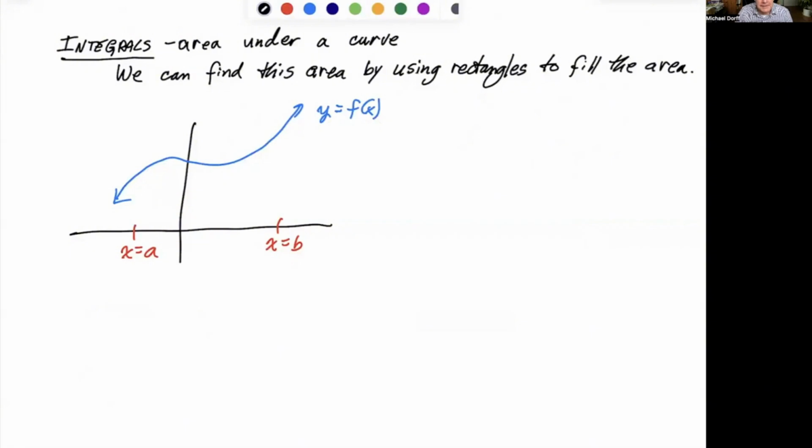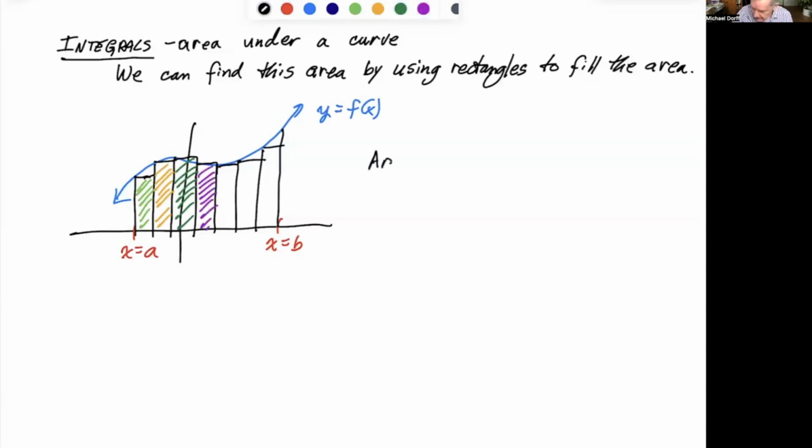Okay, so we have these integrals and they represent the area under the curve. How can we find this area? We can find it by creating rectangles. I'm going to break it up into segments, and each of these segments I'm going to make into a rectangle. So I have a green rectangle here, and then an orange rectangle, and then a dark green rectangle and a purple rectangle, and so forth. And you can see that.